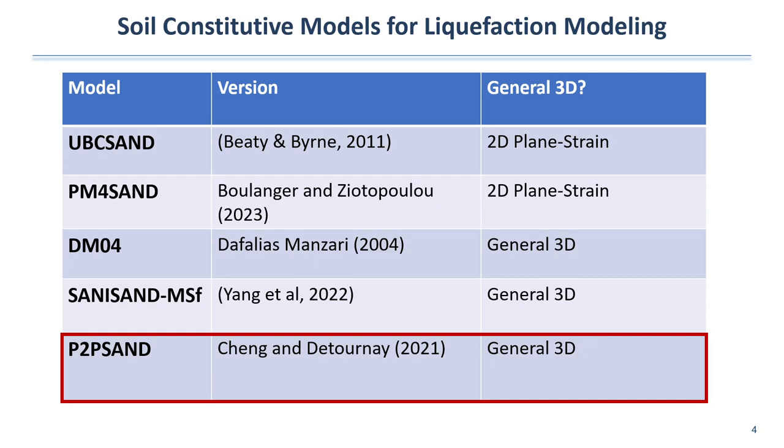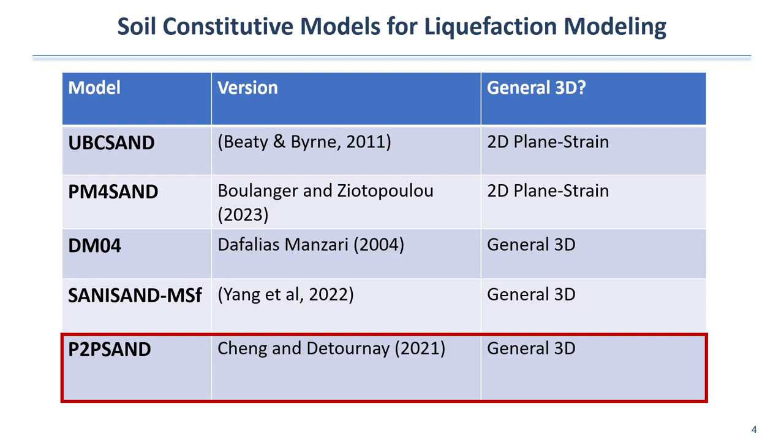Traditionally, we focus more on 2D modeling of the liquefaction assessment because we don't have practical soil models that can model soil liquefaction effectively. So in the Vancouver area, we start with the UBC sand model, which is the effective soil model from Michael Beaty and Peter Byrne, 2011. And then we have PM4Sand back in 2017. SANISAND is the dominant soil model that we use for soil liquefaction. But UBCSAND and PM4Sand are mostly, if not only, for 2D plane strain simulation. They're not yet for 3D.